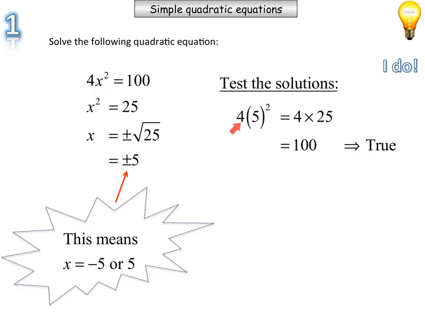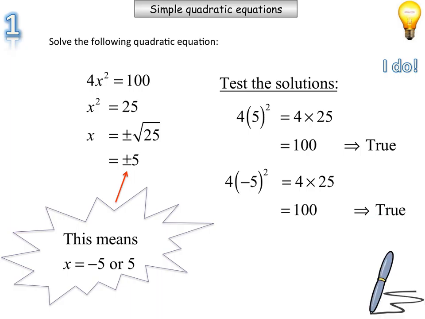Okay, so we got 4 multiplied by x squared. I'm going to test the positive one first. 4 times 5 squared is the same as 4 times 25, which equals the right-hand side, 100. That's true, so that means 5 is a correct answer. Substitute our other answer, the negative 5. 4 times negative 5 all squared is the same as 4 times 25, which is the same as 100. That's also true. So we have our 2 correct solutions, negative 5 or positive 5.